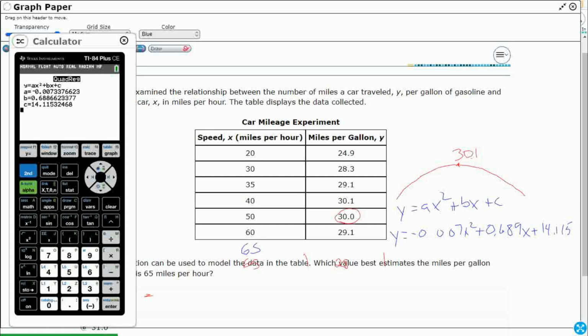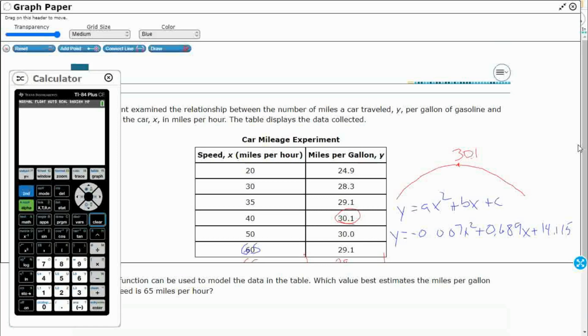That's what we're looking for. So now we're going to clear all that. Let's plug this whole thing in, substituting 65 for the x. It's going to be negative 0.007 times 65 squared, plus 0.689 times 65, and then we are going to add that 14.115. And what do we get?